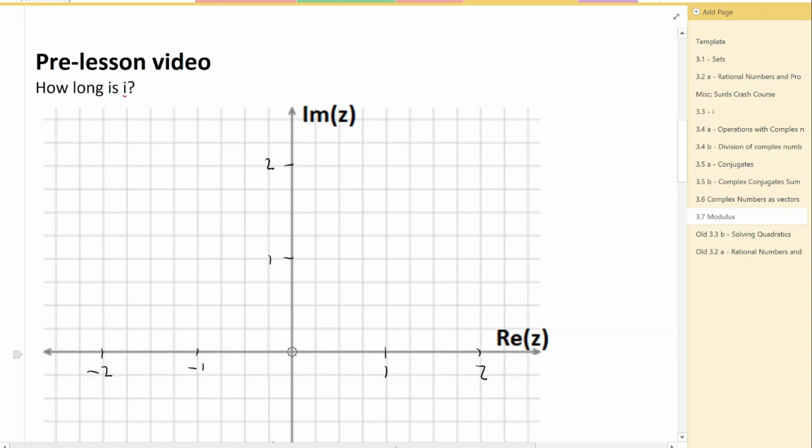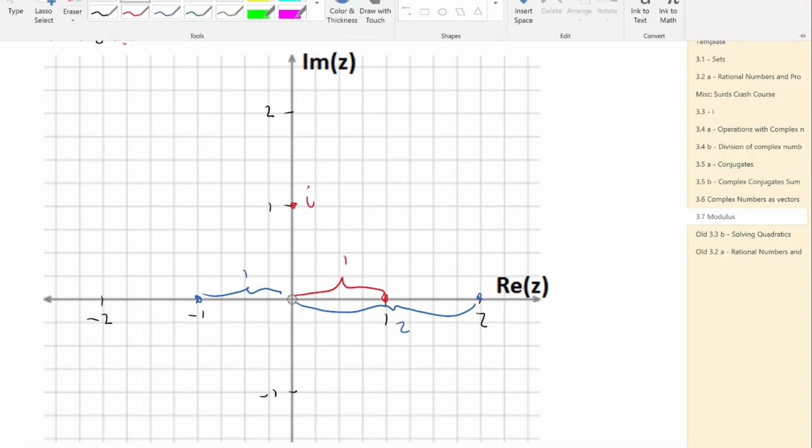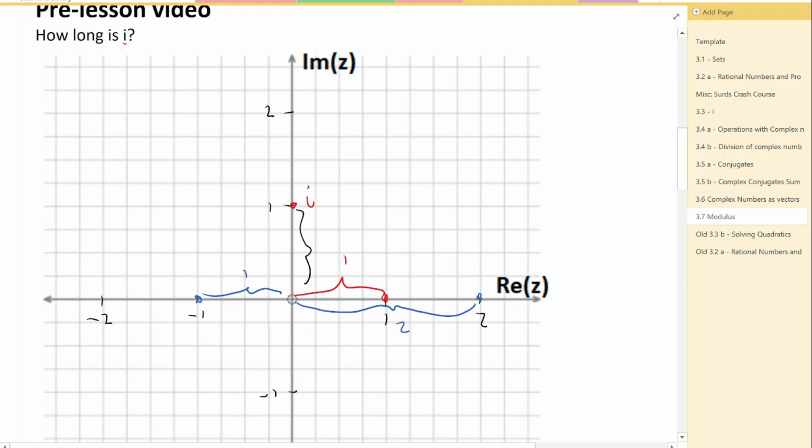How long is i? Well, I can tell you for starters, the number 1, that's 1 long. The number 2, well, that's got a length of 2. I reckon the number -1 also has a length of 1. So surely the number i, which is sitting right there, I reckon that's got a length of 1 as well.